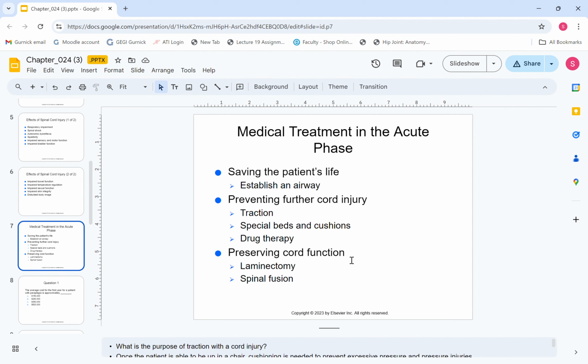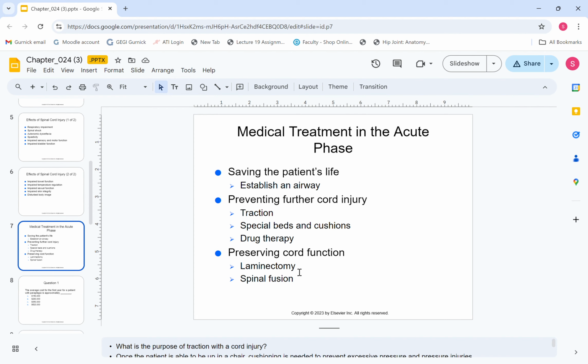All right, preserving cord function. When we looked at the anatomy of that vertebra, we said that little opening where the spinal cord goes through is the lamina, and we could have a laminectomy. We might do that when we want to fuse two spinal bones together. So we could do a spinal fusion.